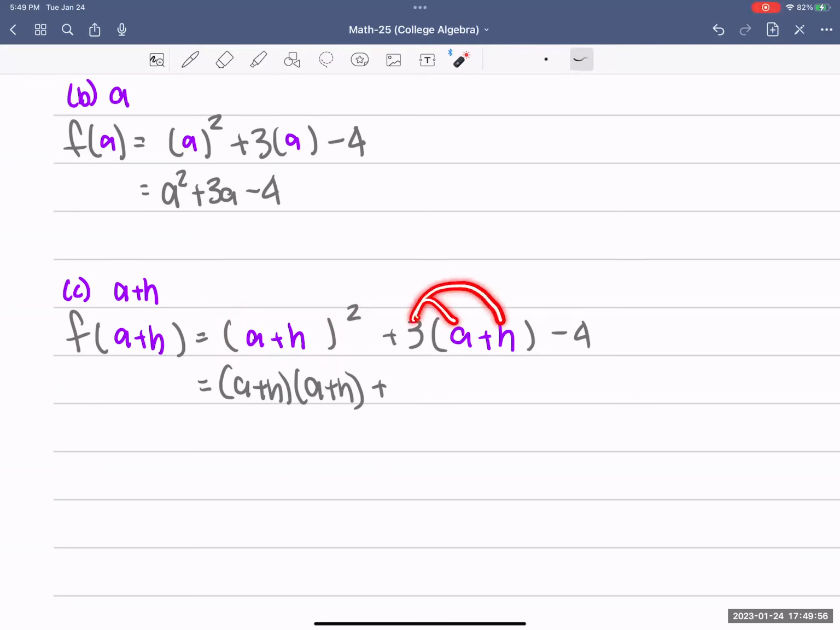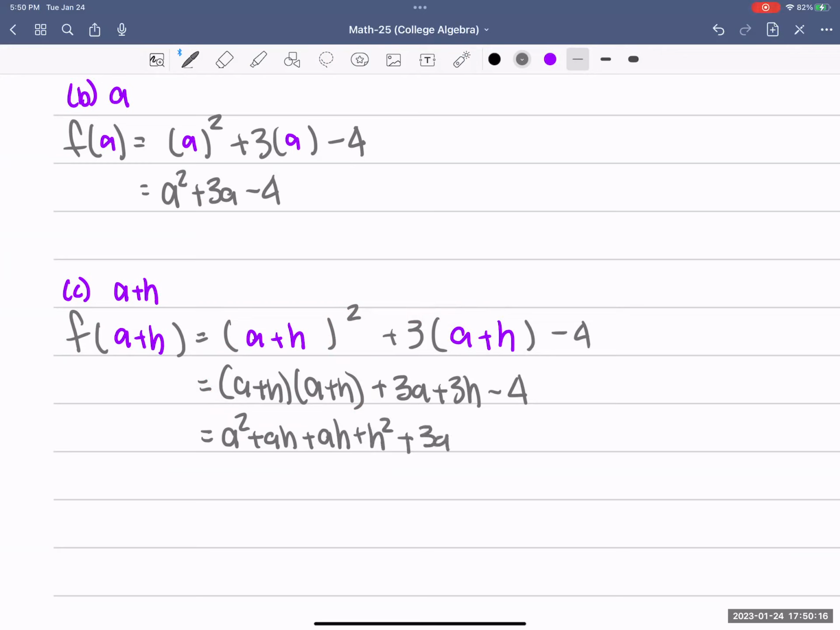Here we're distributing this 3 to these 2 terms. So 3a plus 3h minus 4. Let's expand this part. A squared plus ah plus ah plus h squared plus 3a plus 3h minus 4. And there was only one more thing that we could simplify here, and it's adding those two together. Everything else is individually there. So a squared plus 2ah plus h squared plus 3a plus 3h minus 4. And that's it. That's your solution there.